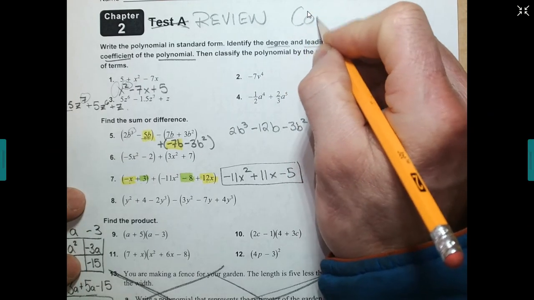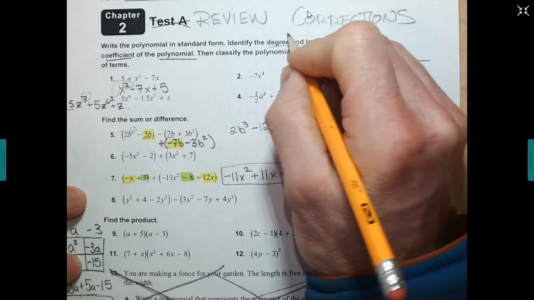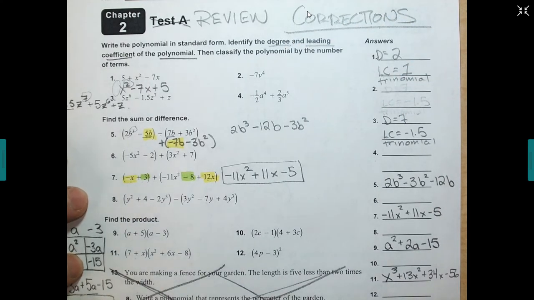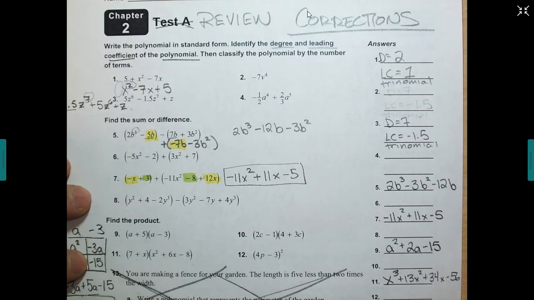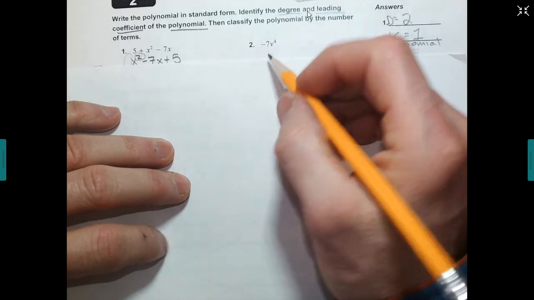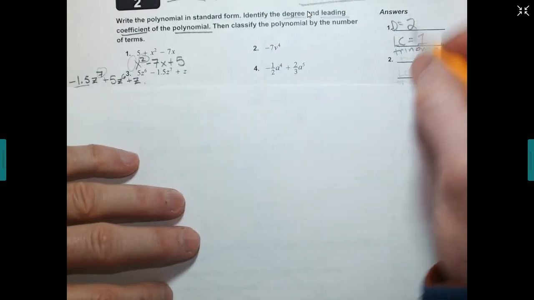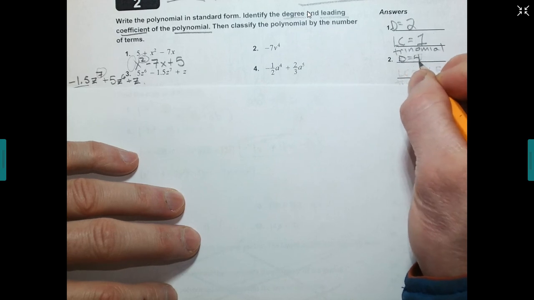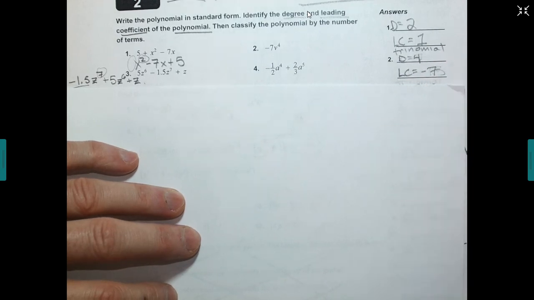All right, today we are doing the review corrections. So let's do the ones today that we didn't do yesterday. So number 2, that is written in standard form. The degree is 4, and the leading coefficient is -7.